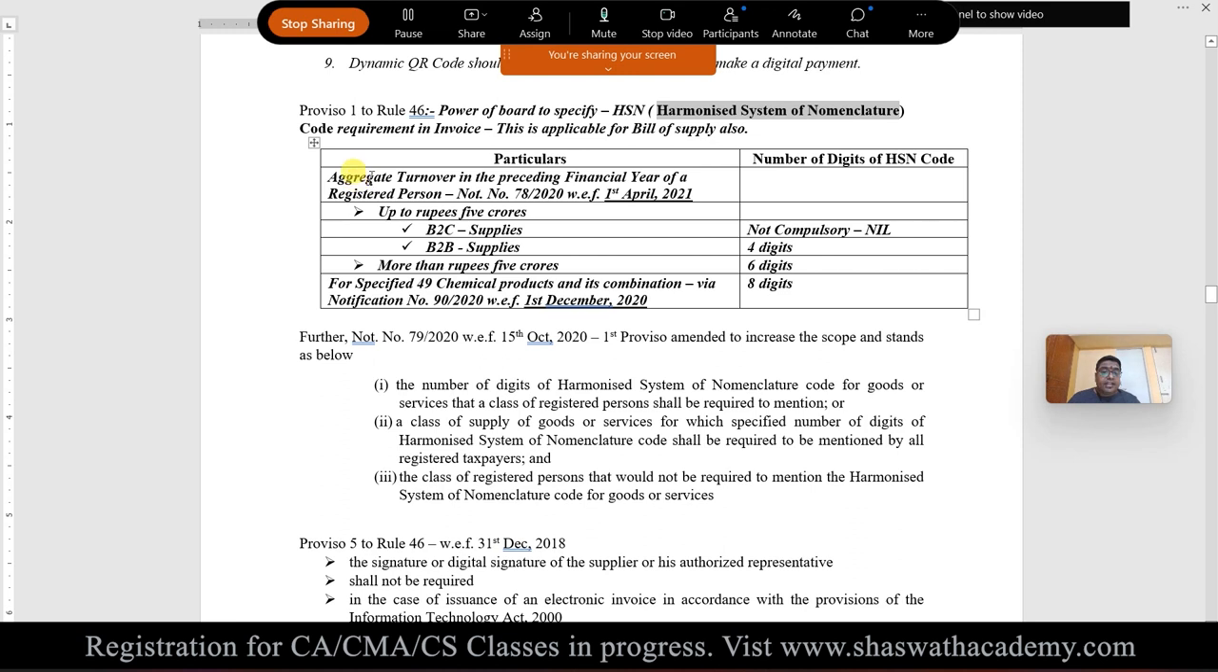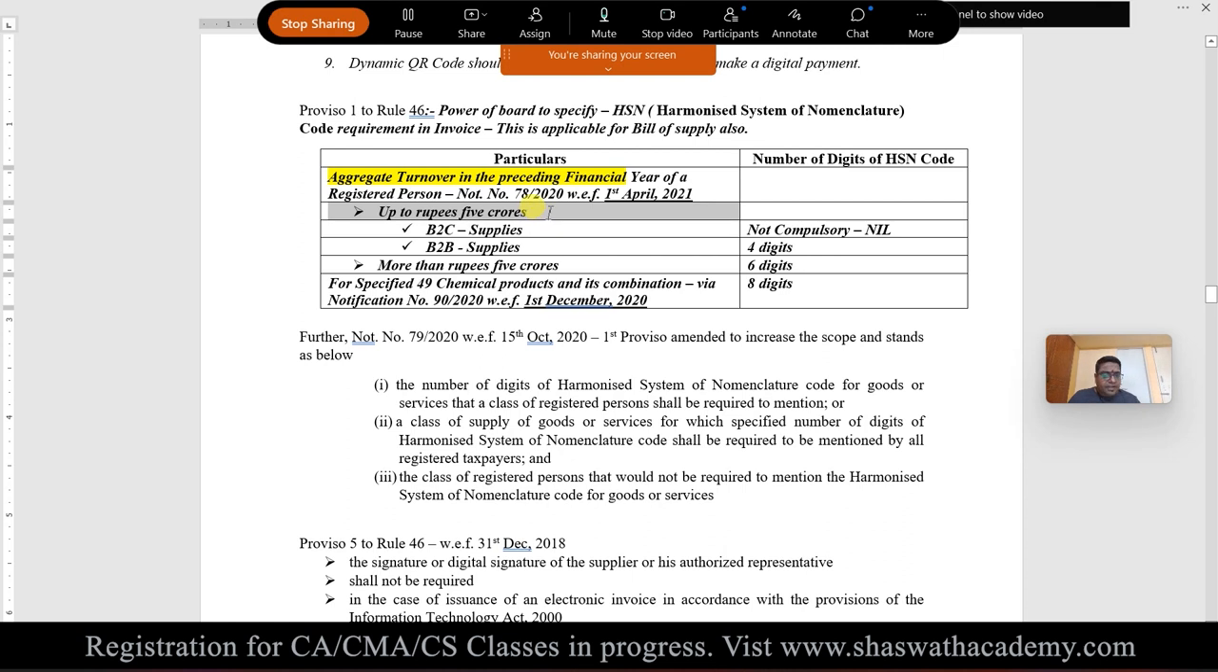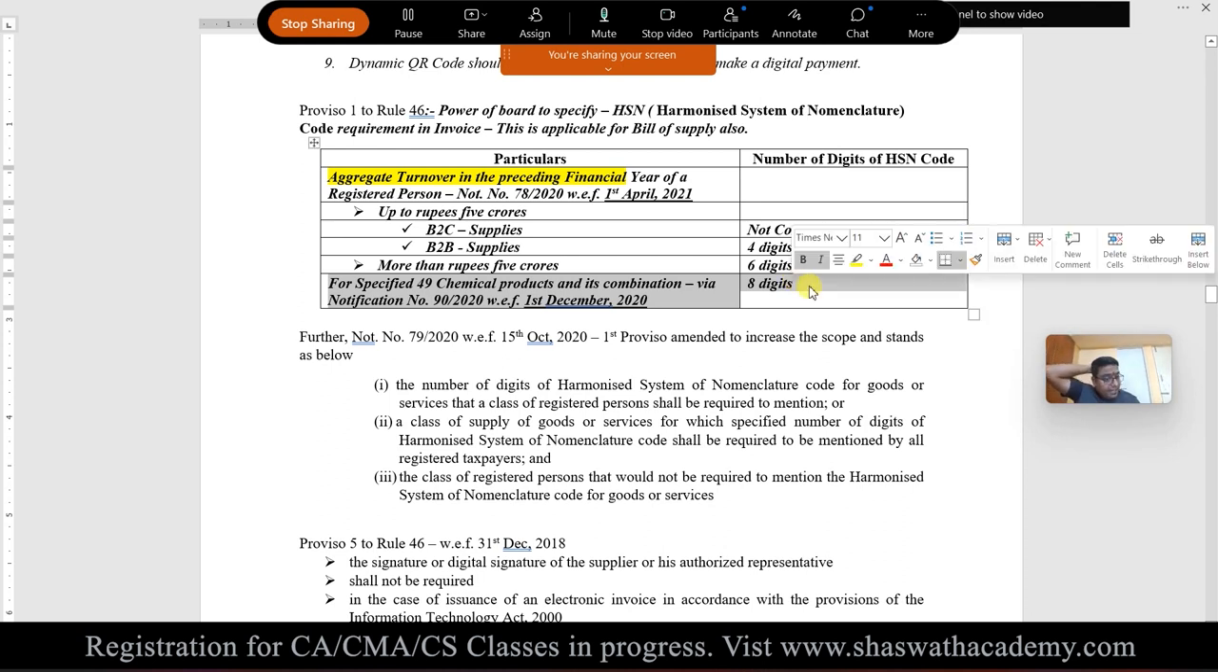My dear, look at the criteria very clearly. Aggregate turnover in the preceding financial year, if it is up to 5 crore, B to C, no HSN is required to be given. B to B, 4 digits is more than sufficient. And if your aggregate turnover is more than 5 crores, then you are supposed to give the first 6 digits. And there are 49 specified chemicals, specified via notification number 90/2020. If you are supplying those chemicals, you are supposed to mention 8-digit HSN.